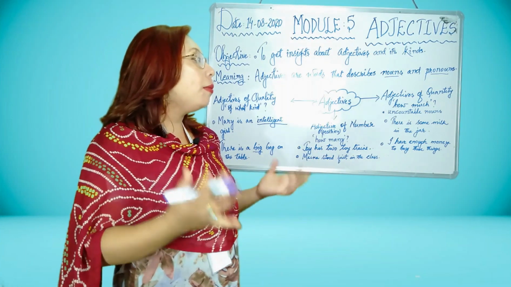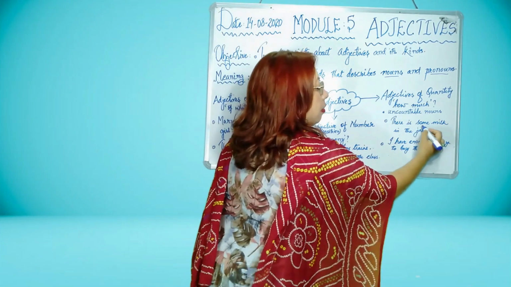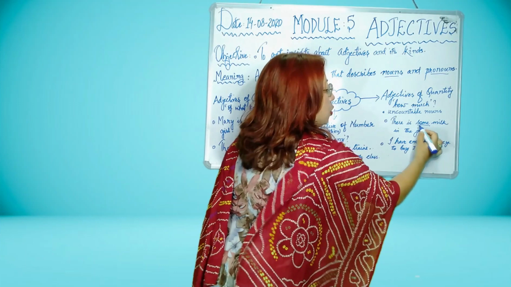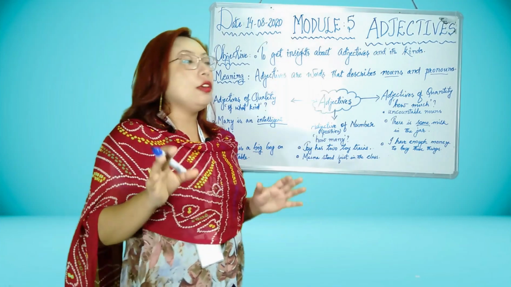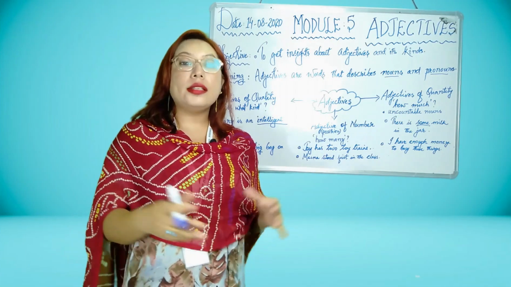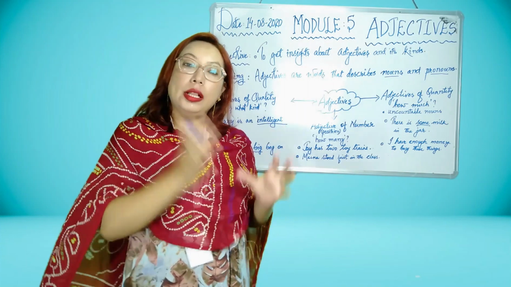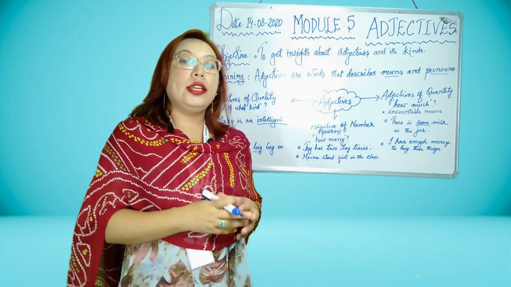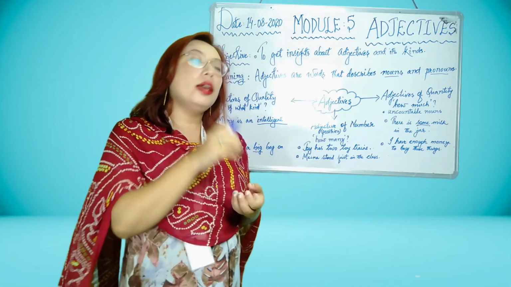If you ask how much milk is there in the jar, you will get the answer that there is some. So this word some is what? It is an adjective of quantity. It tells us that inside the jar there is some milk. So the quantity is not many, but some milk is there in the jar.